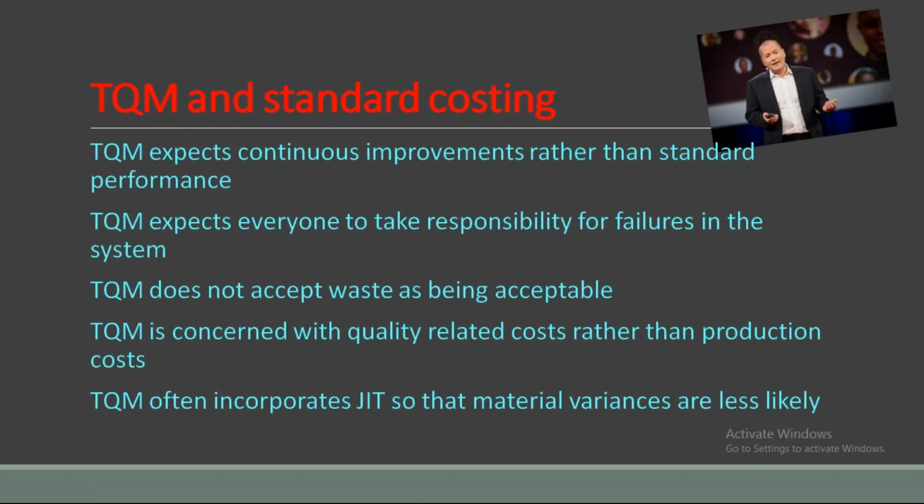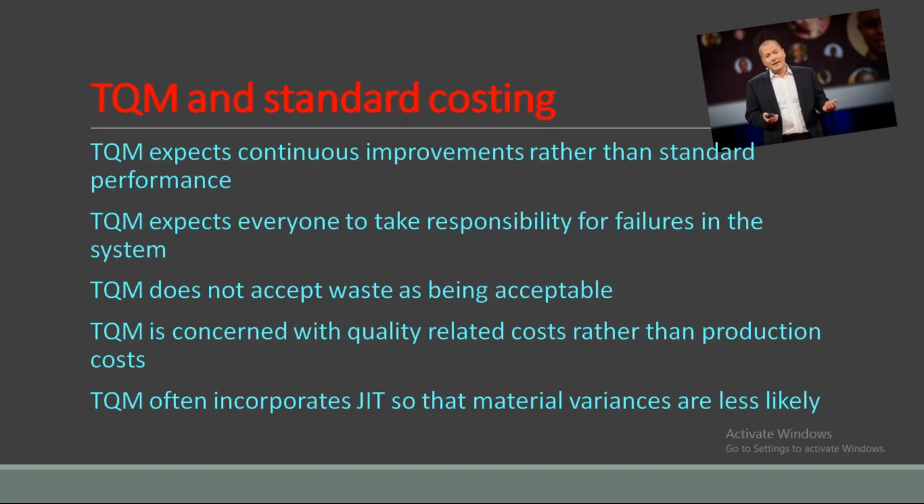Quality management, as I said, is a continuous improvement. It's not a standard quality. We don't say we have achieved the standard and that's good enough. No, we go for continuous improvement. In total quality management, everyone takes responsibility for failure in quality, not just one person or one department. Total quality management does not accept waste as acceptable, because we are looking all the time for continuous improvement. So no normal loss percentage is allowed, no abnormal percentage is allowed. It is an ideal scenario we are looking for.